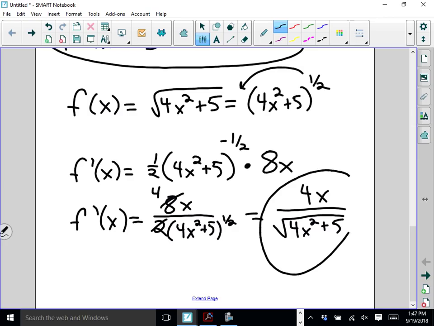I'm also going to write this back into the original context of the problem using a square root. And you can see here I get a very nice simplified answer of 4x over the square root of 4x squared plus 5. Okay? If that 8 and that 2 wouldn't have reduced, that's fine, I could have just left them there. But they did reduce, so I reduced them. Let's try another one.